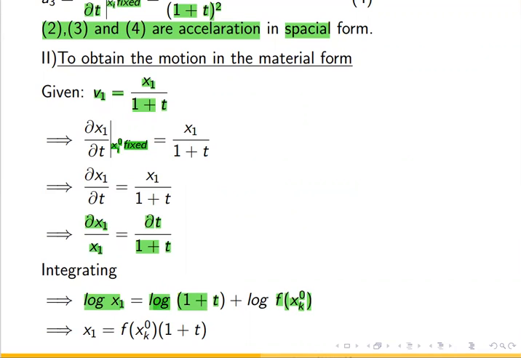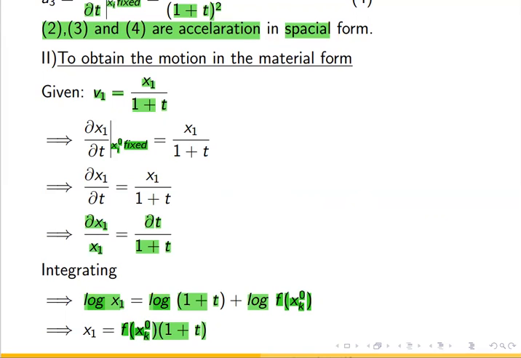Since I have log on both sides, I am taking log for this constant also, so log of f of xk naught. Now I can eliminate log everywhere. So we get x1 equal to this function times 1 plus t. Now we have to find what this function is.